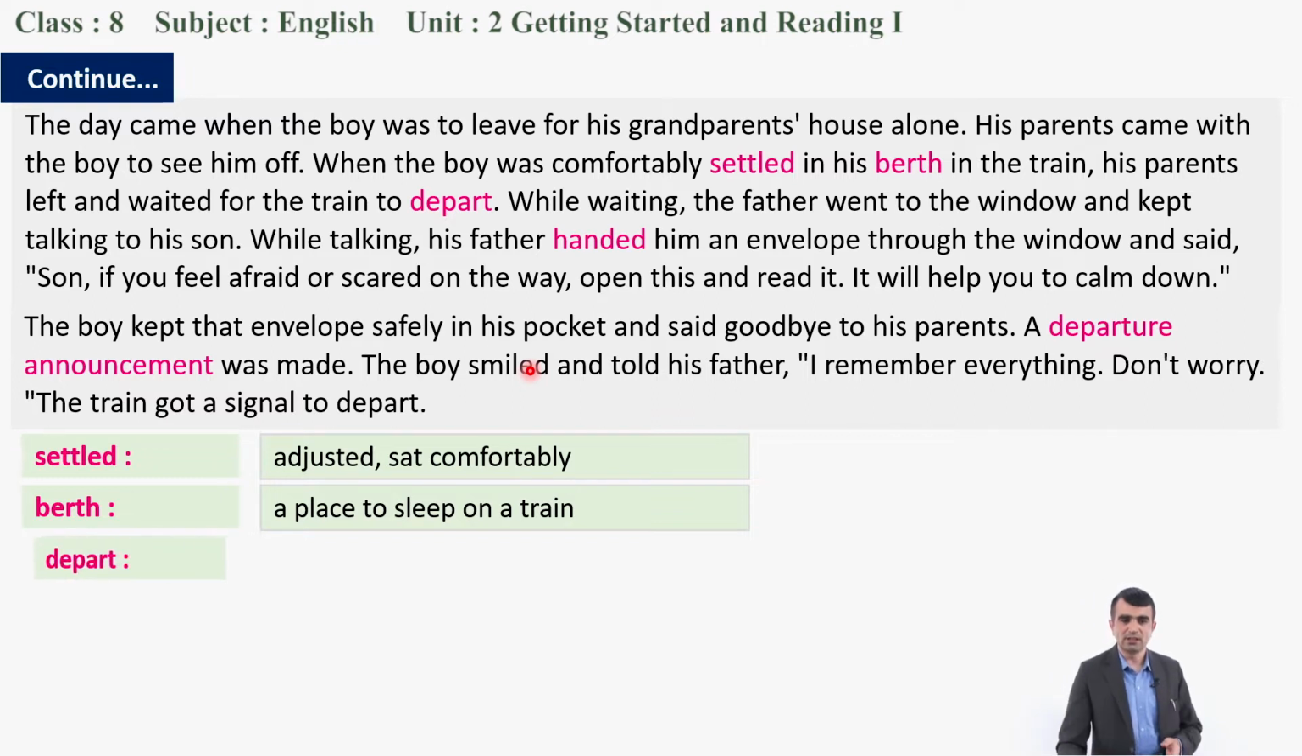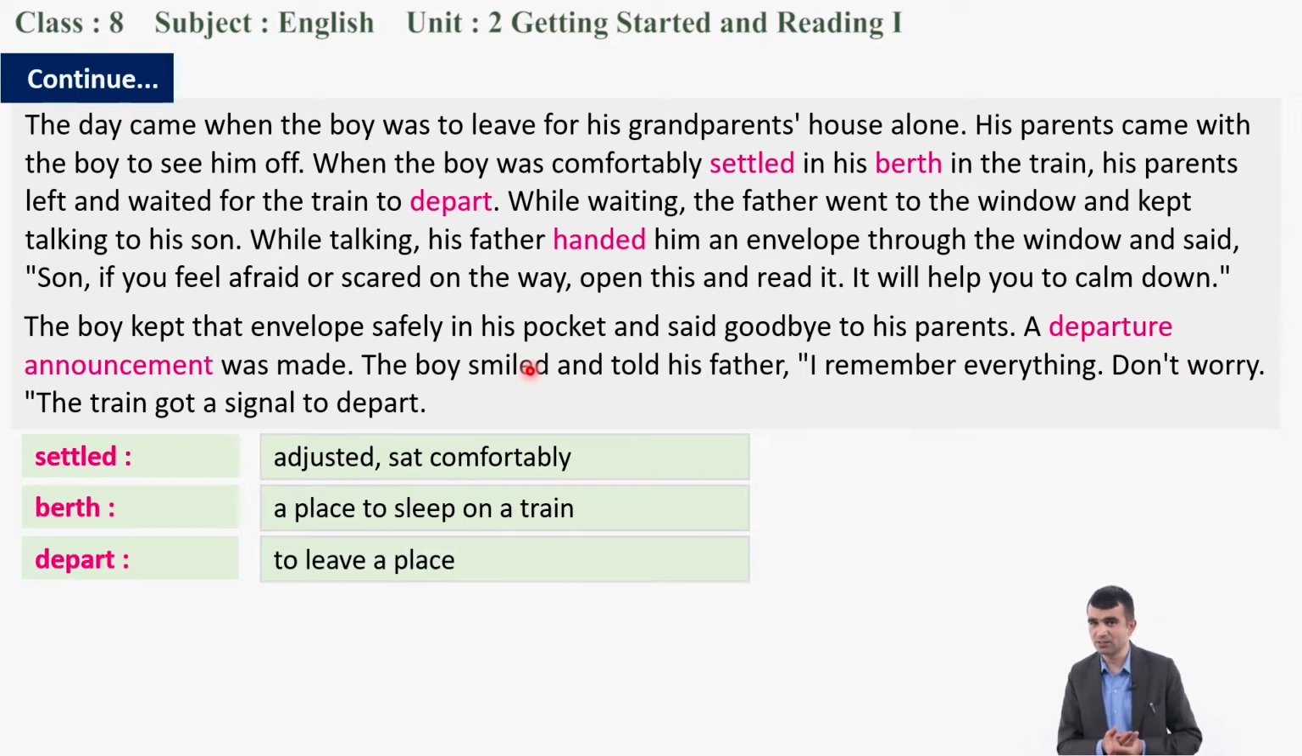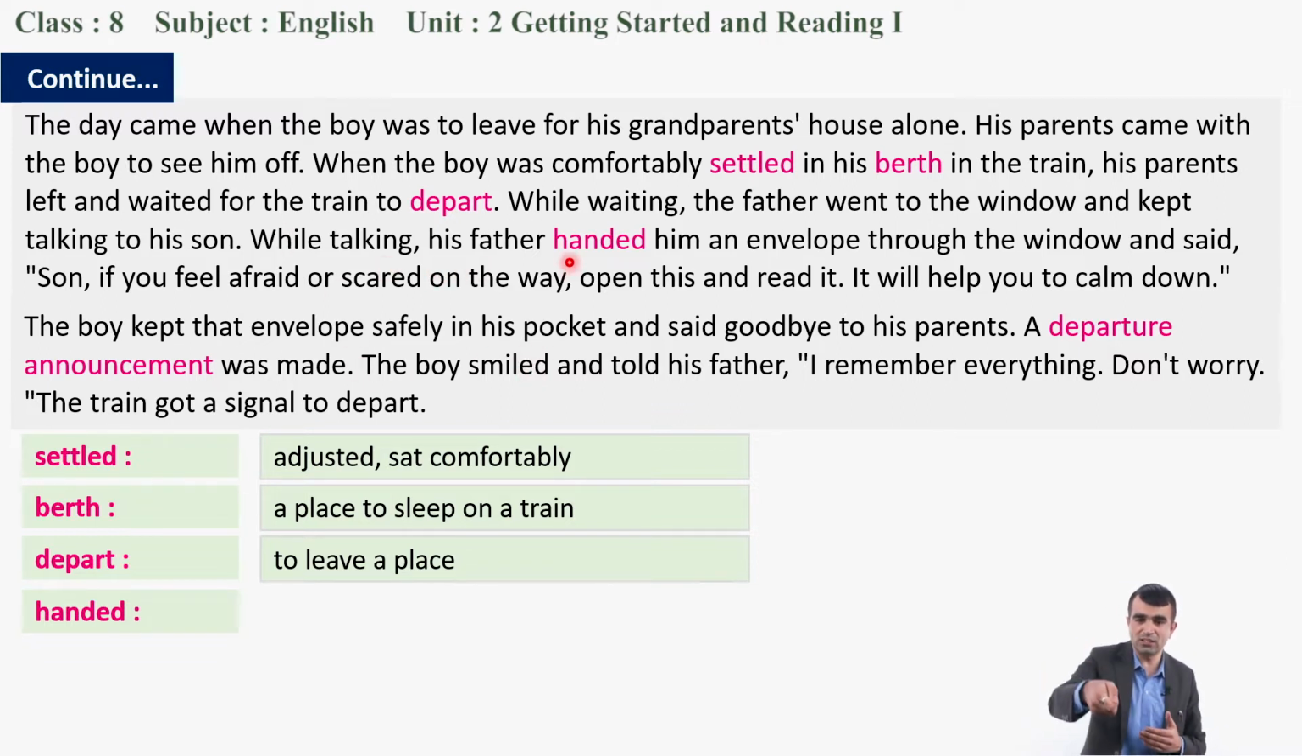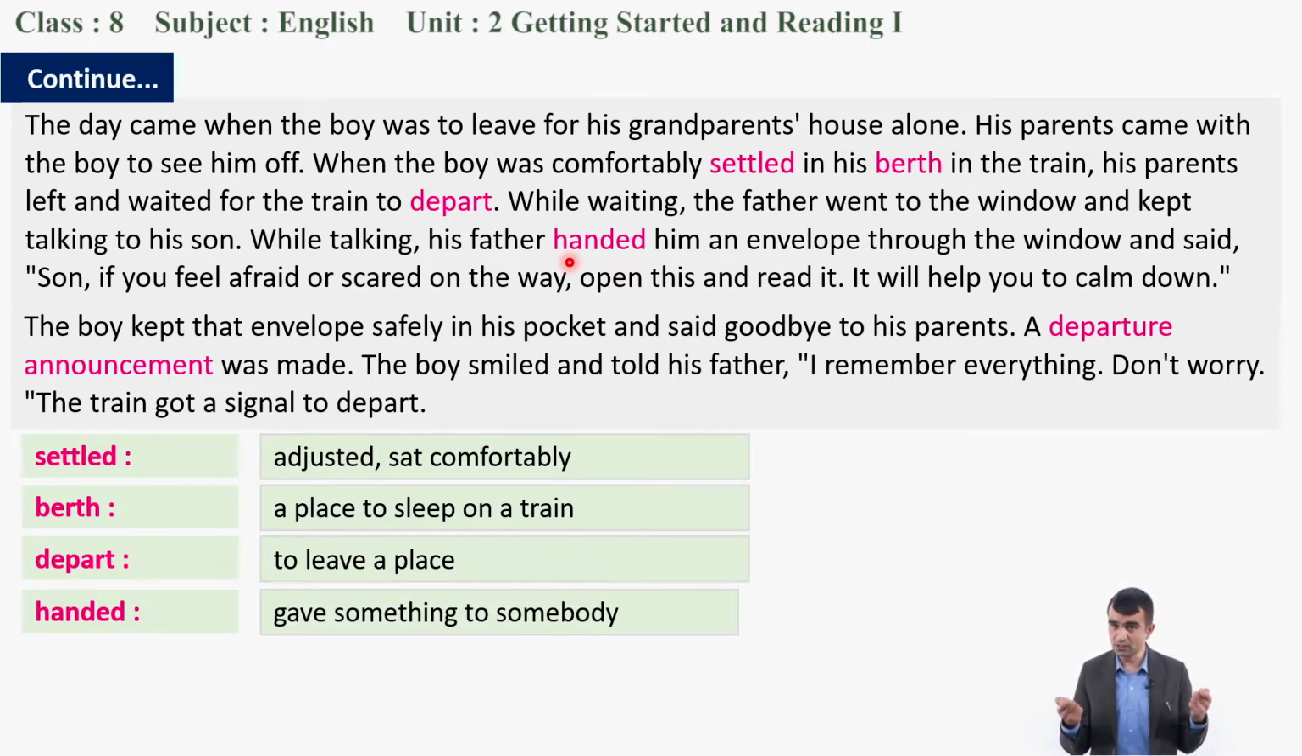Similarly, another word, depart. What does depart mean? Depart means to leave a place. When you are going somewhere, you depart from your place and go to your destination, the place you want to go. Good. Similarly, another word is handed. Here, while talking, his father handed him an envelope through the window. Handed means, what is it? Good. Very good. It means to give something to somebody. Hand means to give. Handed, give something to somebody, that is handed.